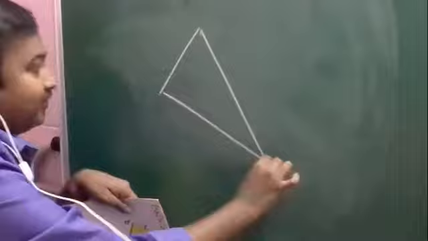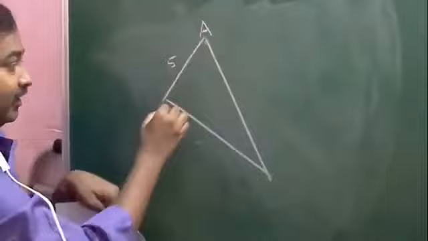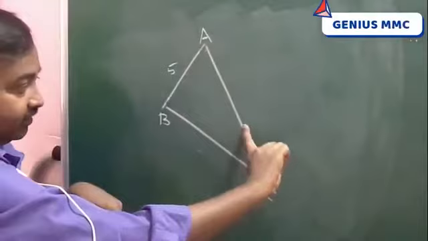Here I will take a measurement of the line. Let this be 5 cm, A, B, C. See, 5. Now it is doubled. See, AC is doubled. The length is 10.